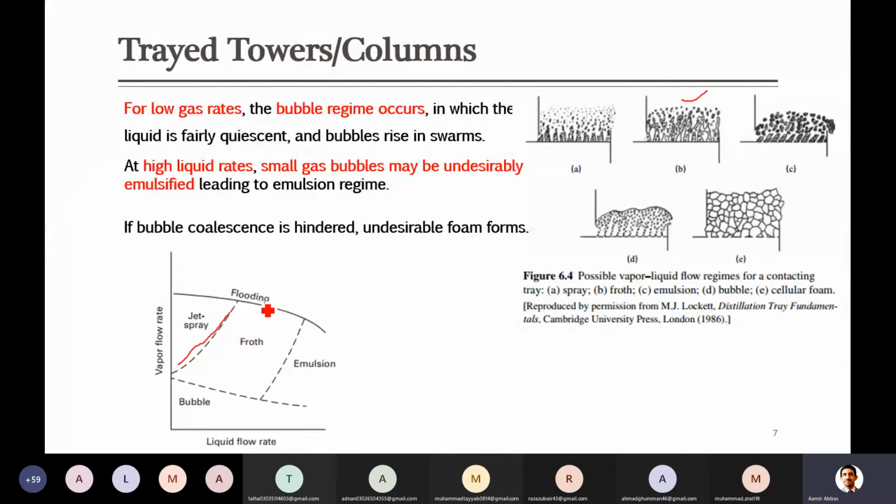And the one mentioned at the top is flooding, which I think you know, but if you don't know, flooding is actually... Do you know what flooding is, by the way? Weeping and flooding, did you study them somewhere, guys?